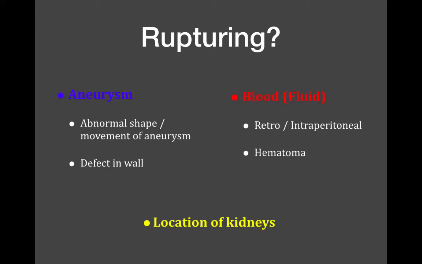So once again, to go over findings of ruptured AAA, we're going to look at the aneurysm, we're going to see how it moves, we're going to look at the shape, we're going to look for a defect in the wall. You've got to open those blinders up, look for retroperitoneal fluid, look for the presence of hematoma around the aorta, and then a bonus is looking at the location of the kidneys.